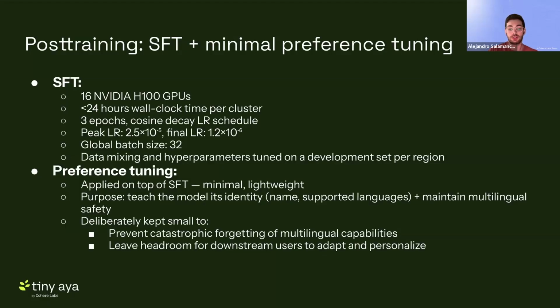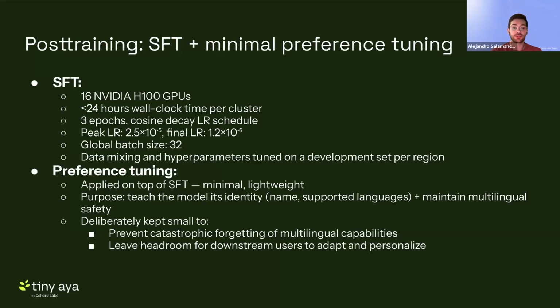And yeah, the reason why we decided to just do this very lightweight preference tuning is because we wanted to prevent catastrophic forgetting. When you do preference tuning on models, you need to be very careful because sometimes, depending on how aggressive your preference tuning is, you can steer the model too much and it can forget some relevant information that it acquired during supervised fine-tuning.